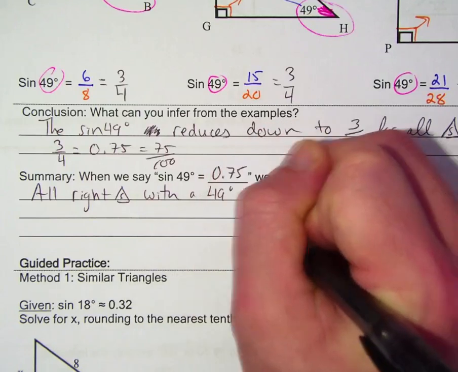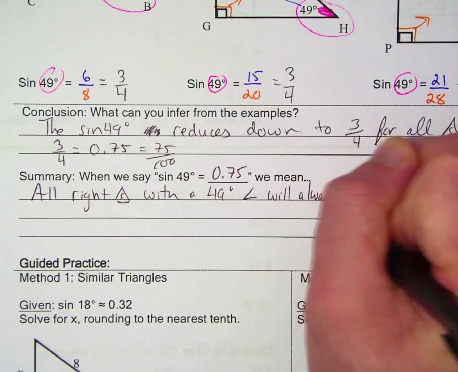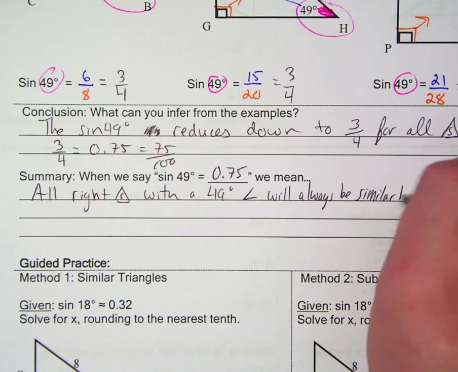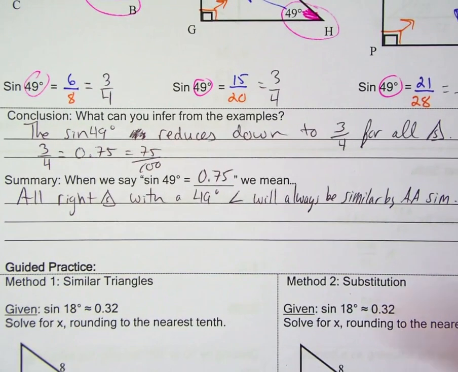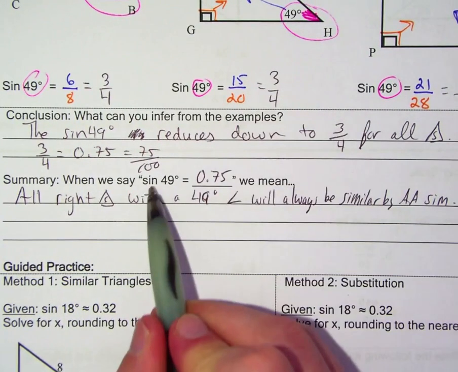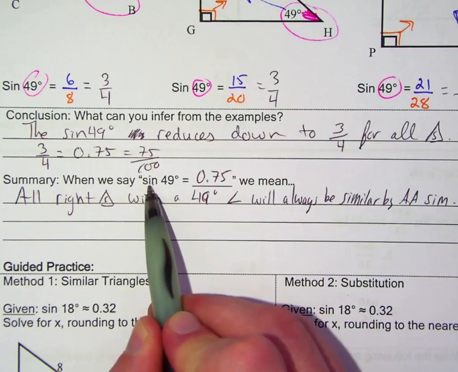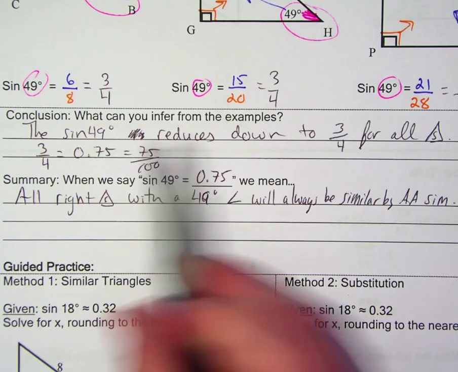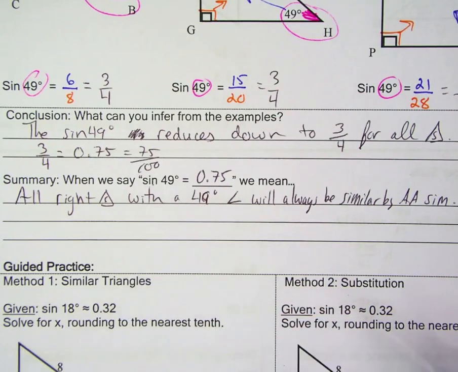with a 49-degree angle will always be similar by angle-angle similarity. Okay? Remember, you say sine, cosine, or tangent, you know you're dealing with what kind of triangle? A 90-degree triangle. A right triangle. So you know you have a 90, and now you have a 49. So two different triangles with a 90 and a 49 are similar by angle-angle.